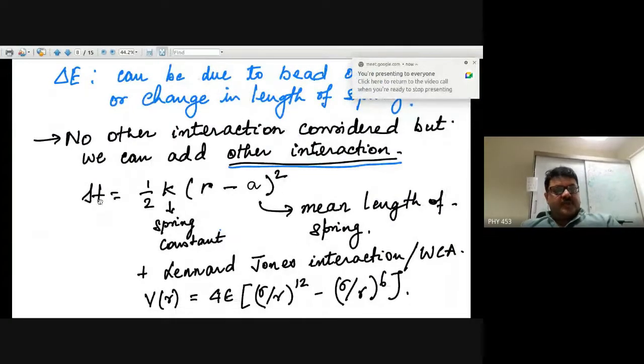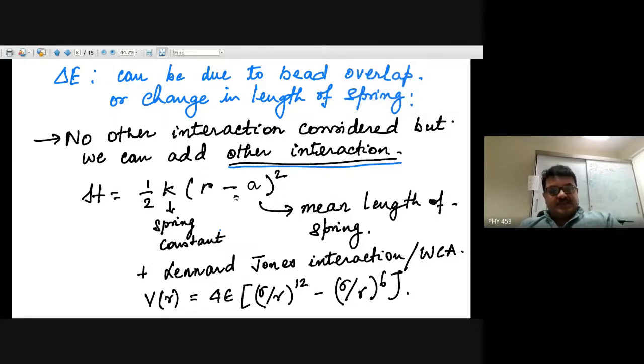So basically what I'm saying is, in the Hamiltonian there should be a summation sign, a sum over all springs. And this is kappa, the spring constant, r minus a. Suppose a is the mean length of the spring, take it to be 1. If r is greater than 1 or less than 1, then there would be a contribution to the energy, half kappa r minus a whole square.